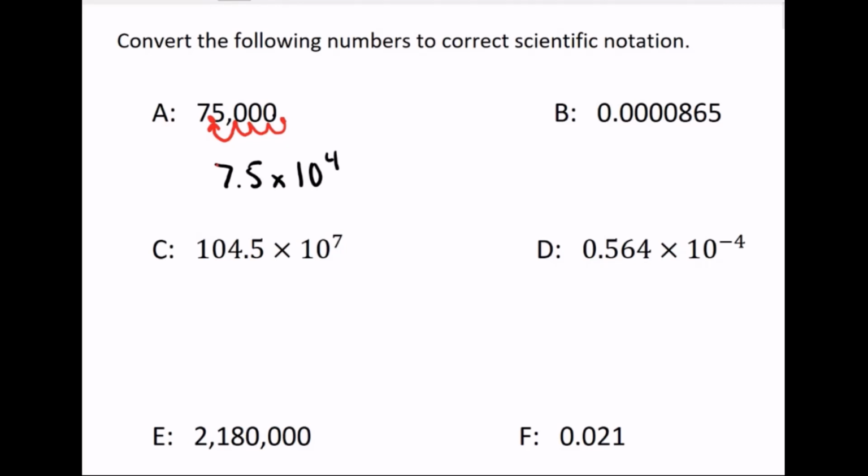No need to write anything after the 5 because it's followed by zeros in standard notation. And it's the 4th power because we had to move the decimal to the left 4 times.